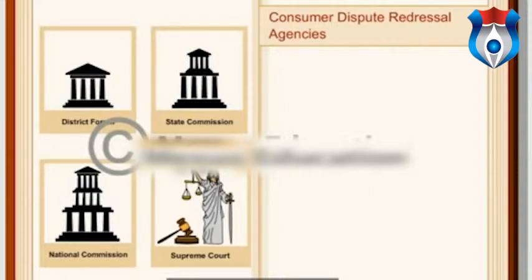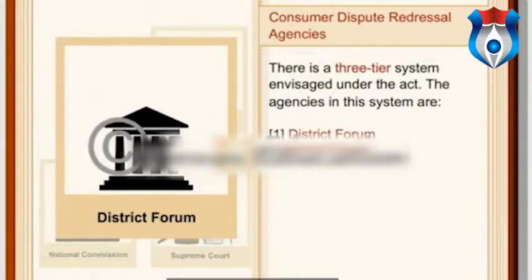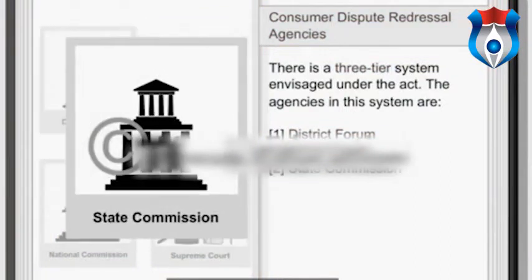Consumer dispute redressal agencies. There is a three-tier system envisaged under the Consumer Protection Act 1986 for the consumer disputes redressal. The three tiers of the system are: first, the District Consumer Disputes Redressal Tier, known as District Forum.